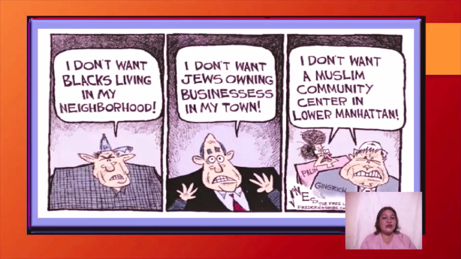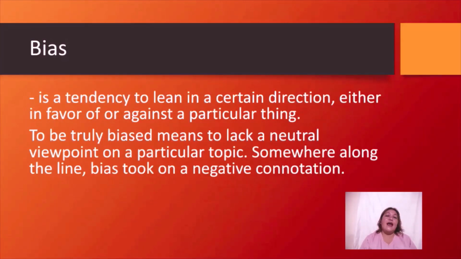Now, there's a term that causes confusion and is often used interchangeably with prejudice, and that is the word bias. But these two terms differ from each other. Let's examine how it differs from the former. Bias is a tendency to lean in a certain direction, either in favor of or against a particular thing. To be truly biased means to lack a neutral viewpoint on a particular topic.